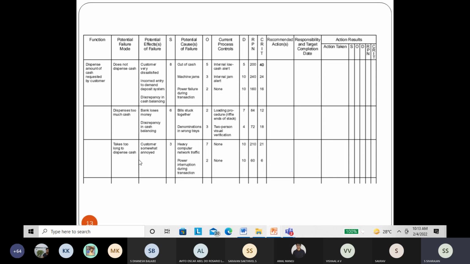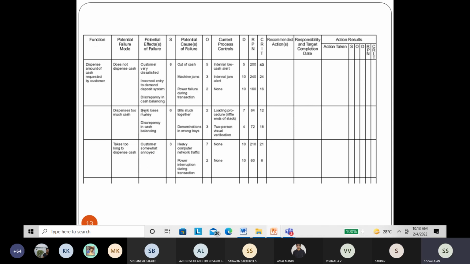So they have taken some failure modes. Because there are many, less cash is also possible. I think they have not taken this, only 3. So this is the function of the ATM, and these are the potential failure modes. It is not dispensing the cash, so that is one failure mode.